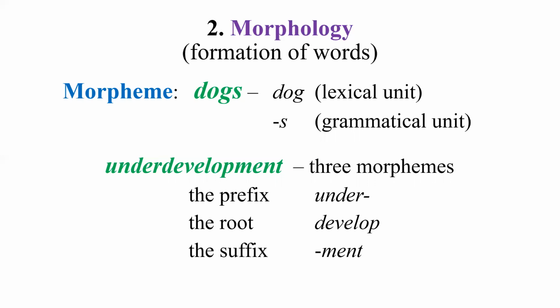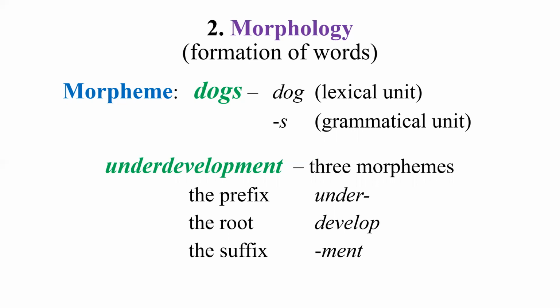So this is a lexical unit, the smallest unit, because we can't divide this word further. Then we have the suffix, plural suffix s, which is the smallest grammatical unit, which simply says that when we add this to a noun, it becomes plural. So when we say dogs, it has two morphemes: dog, plus s, the plural suffix.